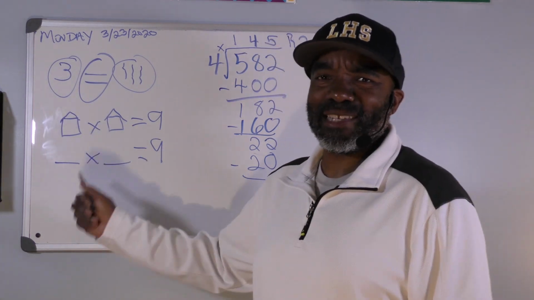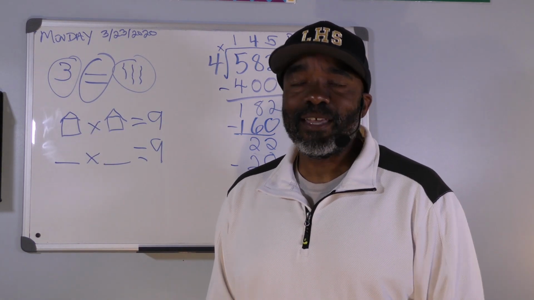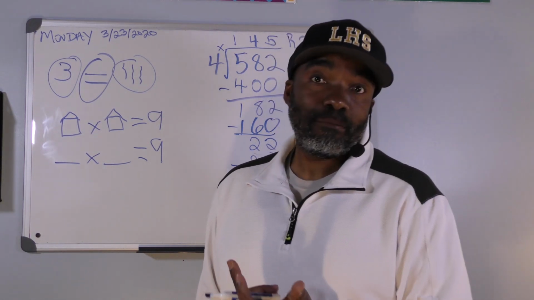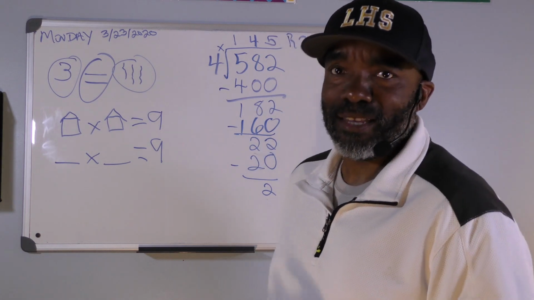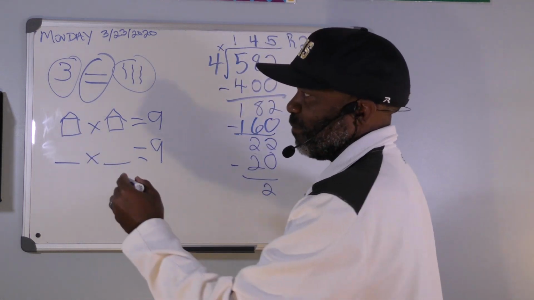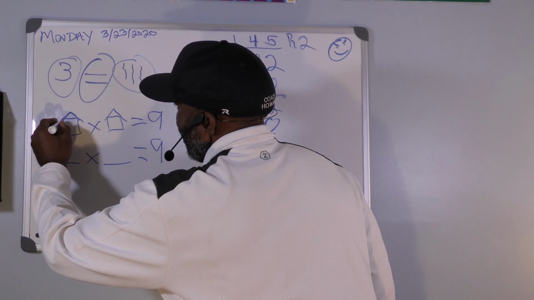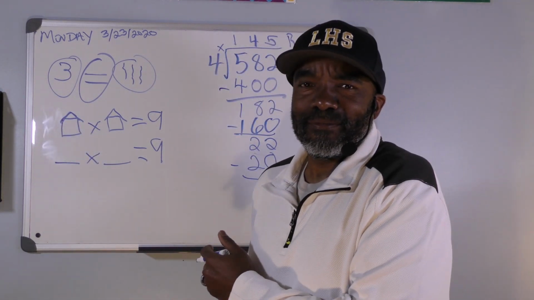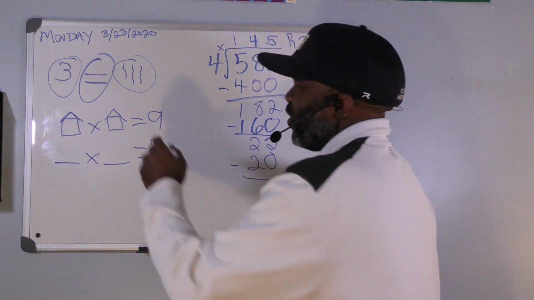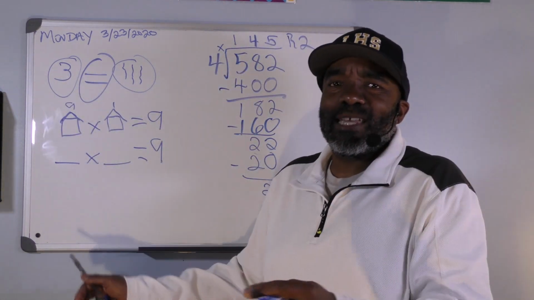But we said blank times blank equals 9. What times what equals 9? I know that 9 times 1 equals 9, right? Or 1 times 9 equals 9. But think about this. These are the same exact things. They're a house. It's a house. You understand what I'm saying? It's the same thing. So could this possibly be a 9 and a 1? No, because those don't even look the same.